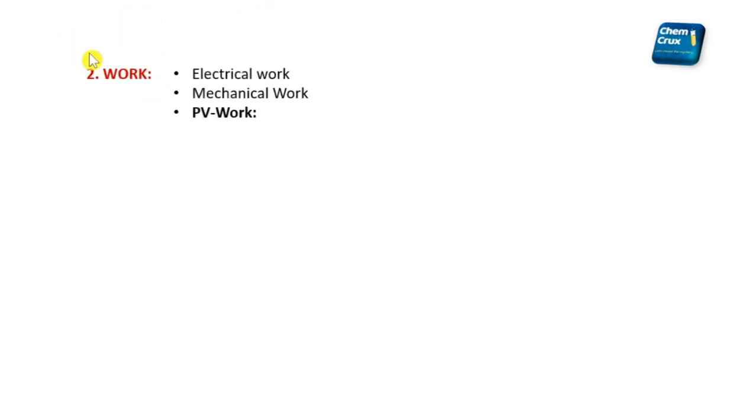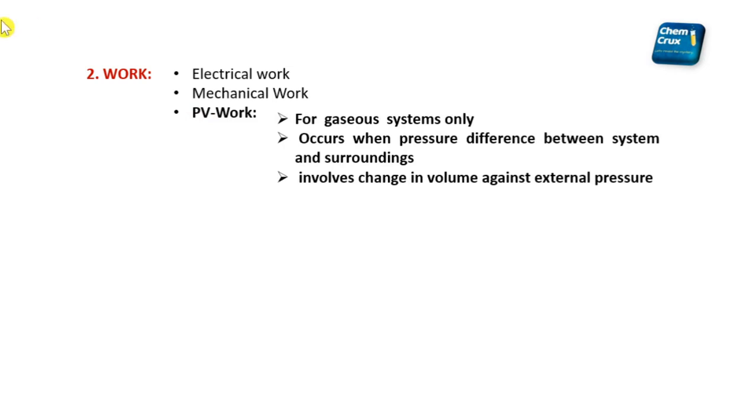Next mode of exchange of energy is work. So work is of different forms such as electrical work, mechanical work, or PV work, that is the pressure volume work. Now, pressure volume work can occur only in gaseous systems. And the condition is that there must be a pressure difference between system and surroundings, just as in case of heat, there should be a temperature difference between system and surroundings. So for PV work to occur, there must be a pressure difference between system and surroundings, and it will involve change in volume against the external pressure.